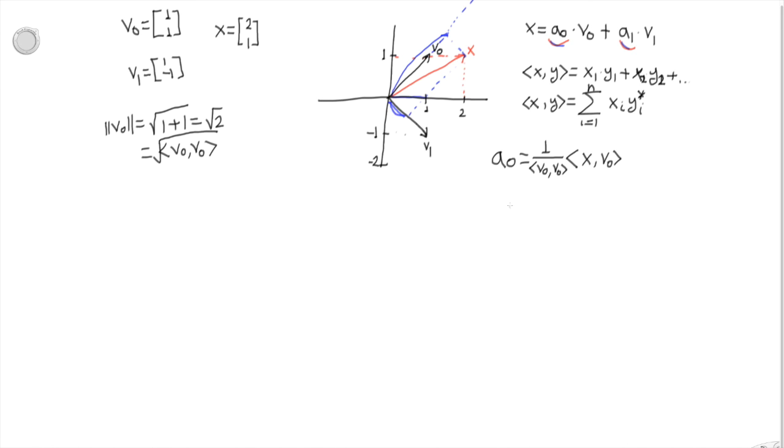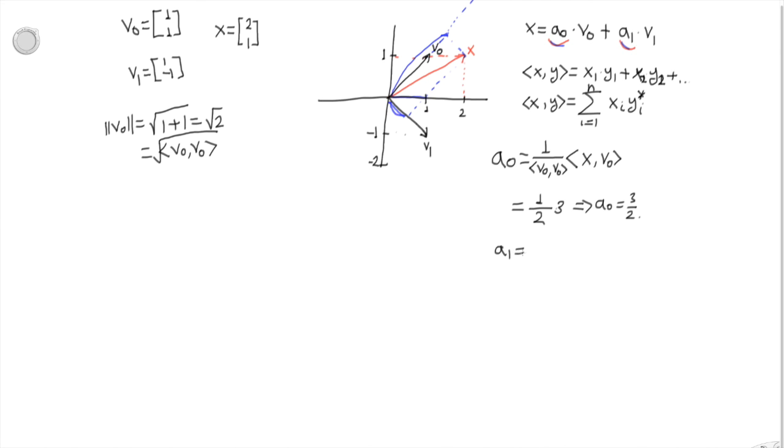So let's calculate this. The dot product of v0 with itself, where v0 is this vector here, is 1 times 1 plus 1 times 1. So this is equal to 2. So this is going to be 1 over 2, multiplied by the dot product of the vector x with v0. Okay, so x is (2, 1) and v0 is (1, 1). So the dot product is 2 times 1 plus 1 times 2, so it's equal to 3. Therefore, a0 is going to be 3 over 2.